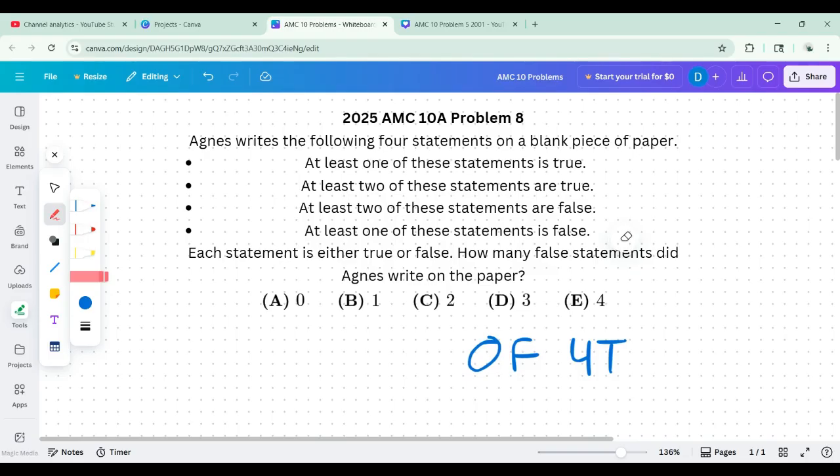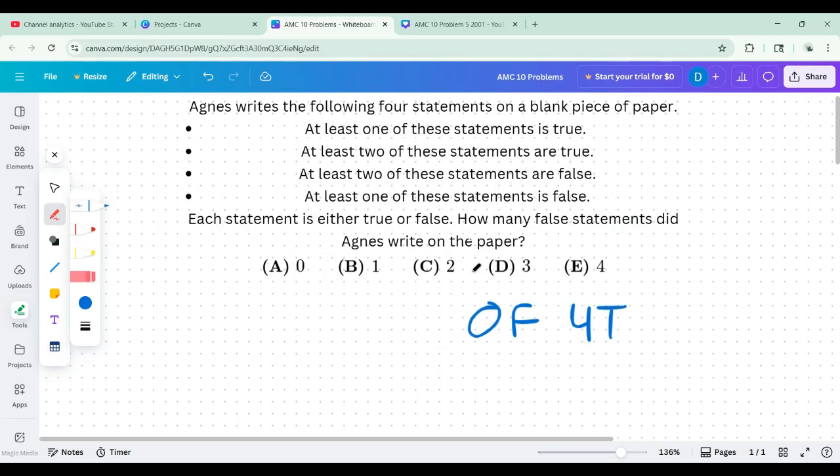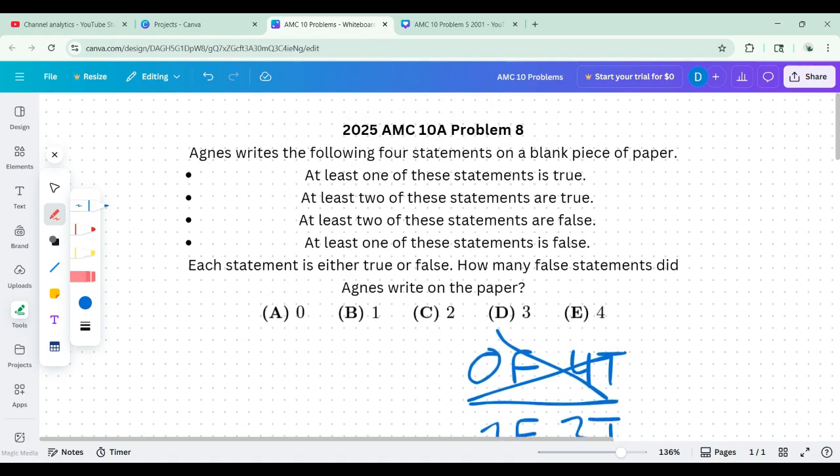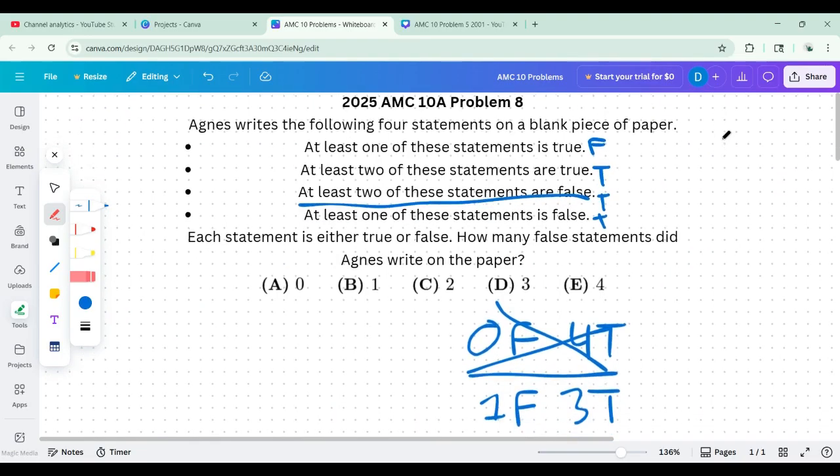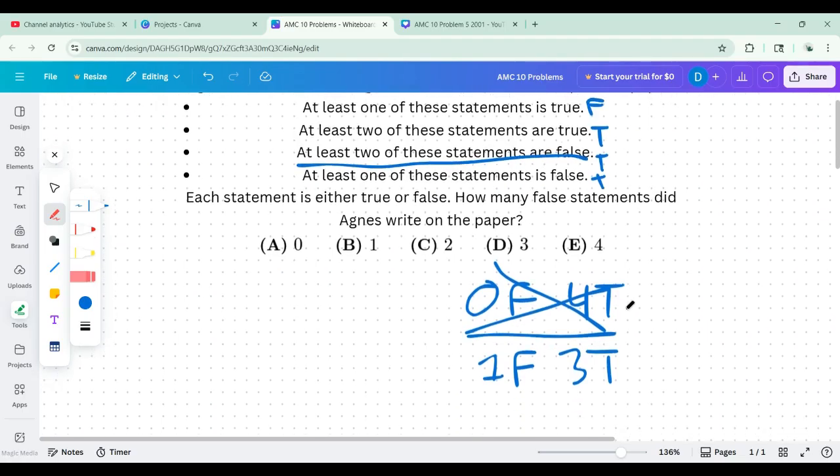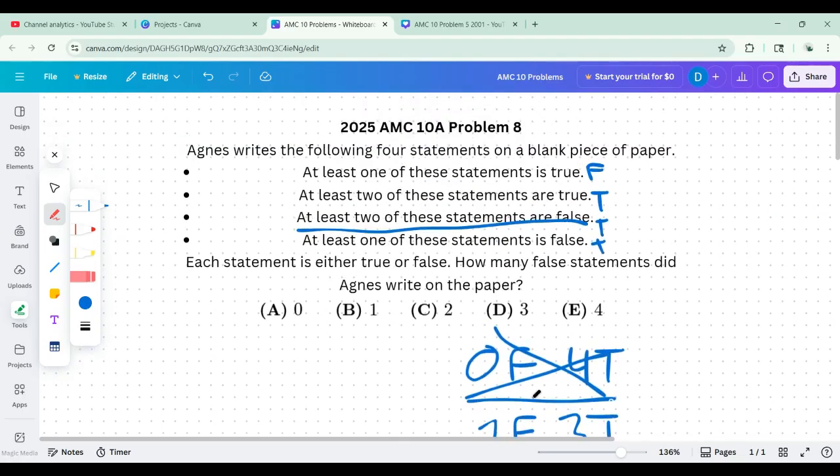And now let's go to our second scenario. We know that this first case does not work, so we're going to cross it out. Now we have 1 false and 3 true. And we can do casework based on this. Let's say this one is false and the rest are true. This again wouldn't work because at least two of these statements are false. So that means there has to be two of the four that are false, and that wouldn't work because in this case there's only one that is false.